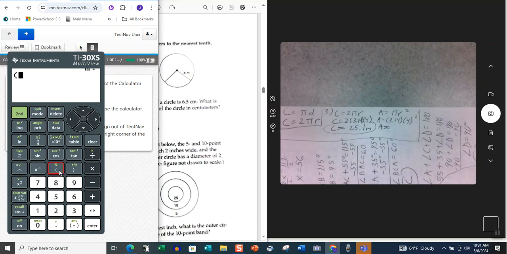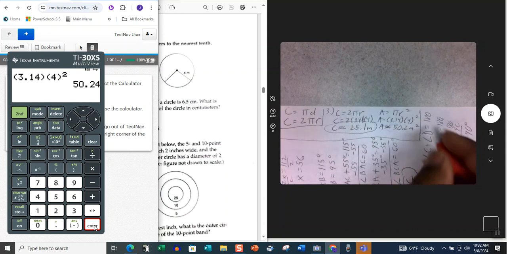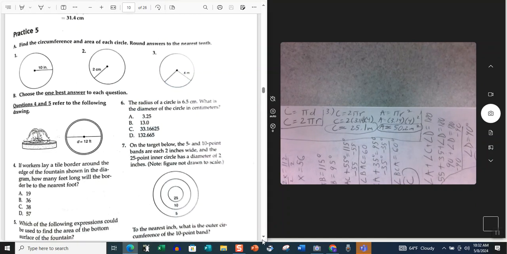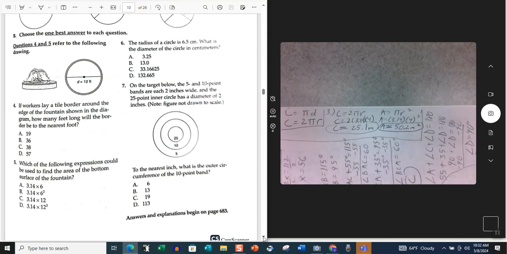So we had 3.14 times 4, hit the x squared key, press enter. So it'll be approximately 50.2, and then it'll be meters squared, or square meters. All right, so that took care of problems 1, 2, and 3. Now we scroll down. Now we come to problems 4, 5, 6, and 7.